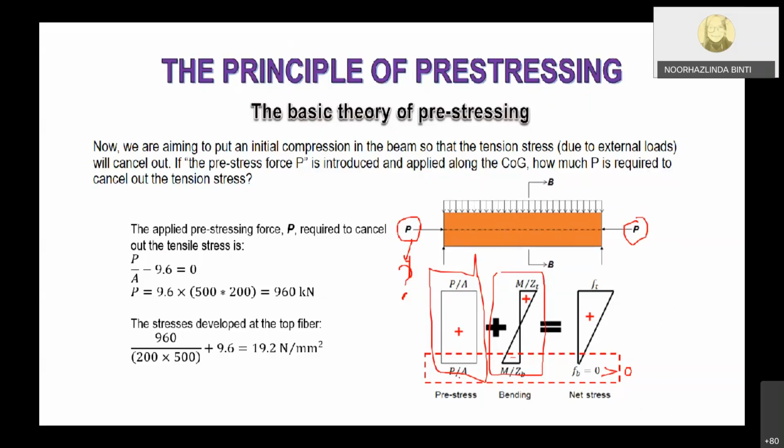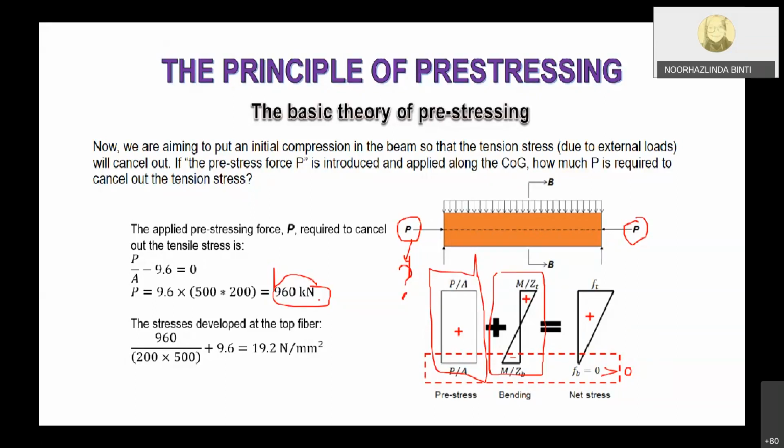So we have this P over A, the stresses due to this new force, plus the stresses developed due to the UDL just now, which is M over Z, and equate that equal to 0. So from here, you can obtain the P value, which in this particular example will give us a P value of 960 kilonewton in order for us to eliminate the tensile in the bottom part.